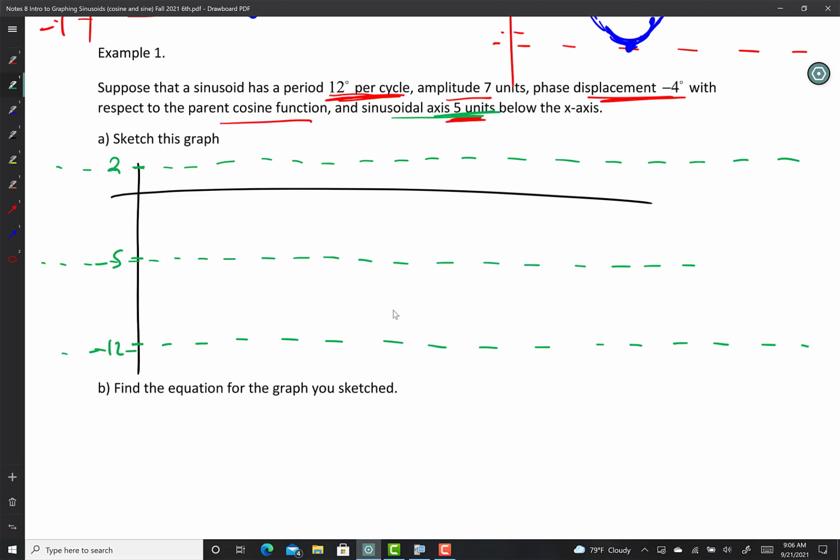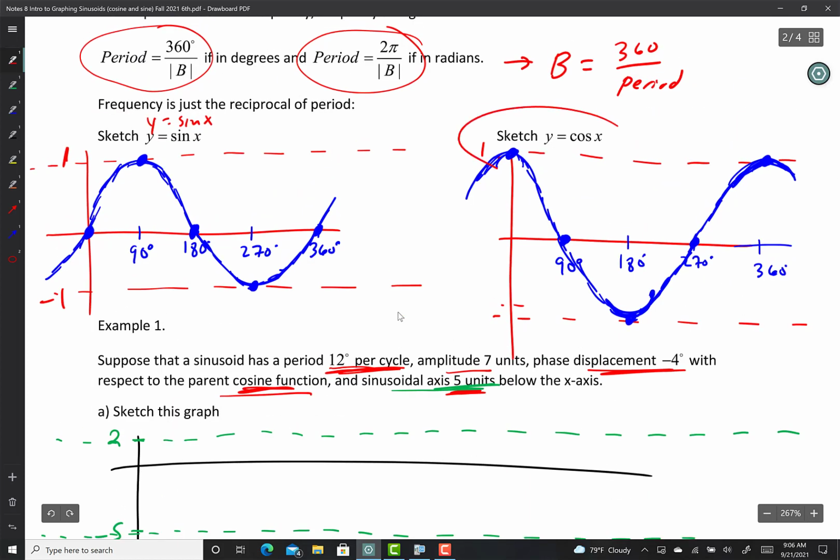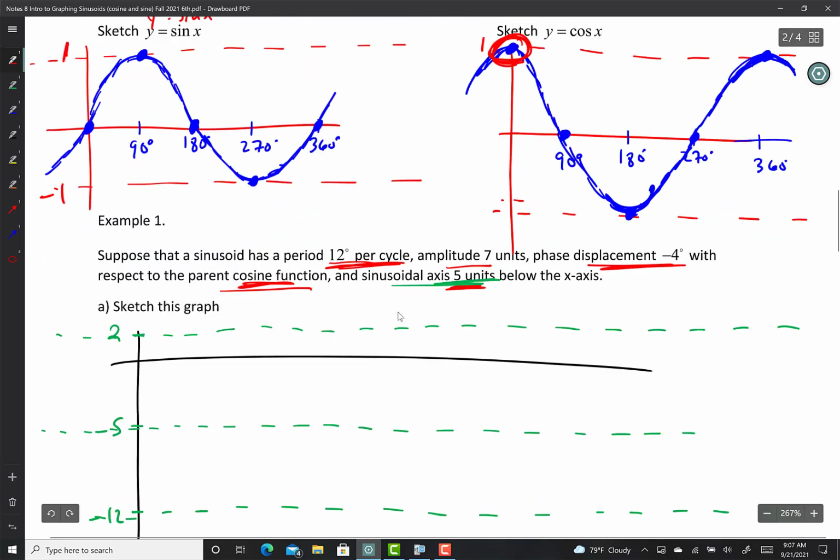I'm going to be within the bounds of 2 and -12. Cool? I know they want me to do a parent cosine function. So let's observe where you are at for cosine. So this is my cosine graph. Everyone see this one? Yeah. Notice that I have a peak right at 0. So this peak here is the point that I'm going to move 4 to the left. Does that make sense? Because that's what they tell me, guys.